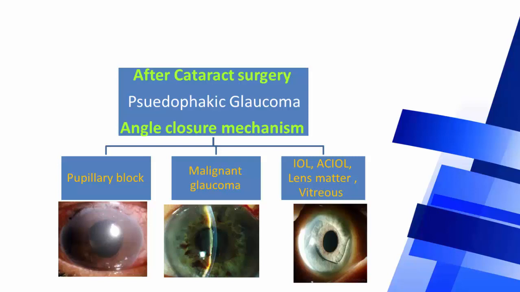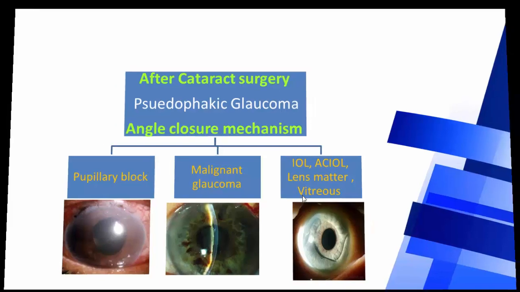In cases of angle closure pseudophakic glaucoma, there are three main causes: pupillary block, and here the pupillary block is caused by the IOL; malignant glaucoma, as we mentioned the mechanism in the previous slide; and lastly different causes like the posterior chamber IOL, especially if it is displaced or subluxated, also the anterior chamber IOL like here, which blocks the pupil, and lens material left during the irrigation aspiration step, and lastly vitreous, as in cases of ruptured posterior capsule.